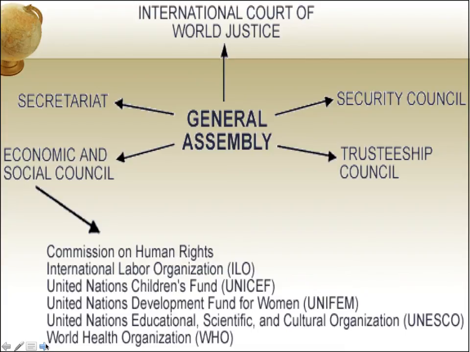There's 5 really major parts to the United Nations. The General Assembly is broken into an Economic Council, the Secretariat, Court of World Justice, Security Council, and the Trusteeship Council. And then the Economic and Social Council also works with other organizations that you might have heard of. UNICEF might be one that you've heard of before, the World Health Organization, or a couple of other multinational organizations that work closely with the Economic and Social Council of the United Nations.